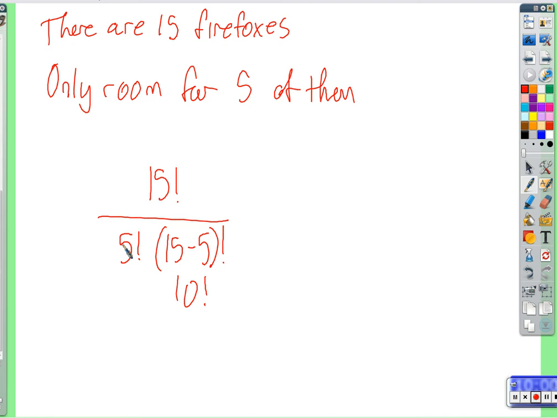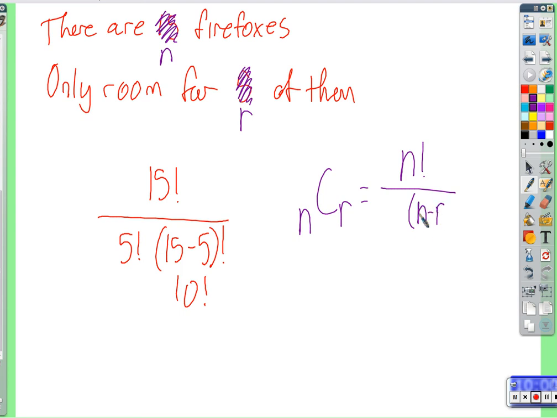Okay, so now in general, if instead of 15 there are N firefoxes, and there's only room for R of them, what we're talking about there is NCR. We have N factorial over N minus R factorial, just like combinations. But then we also divide by R factorial to get rid of the number of ways that you can order them. You can permute these R things. It worked out weird in that problem because 10 plus 5 is 15, and 15 factorial.